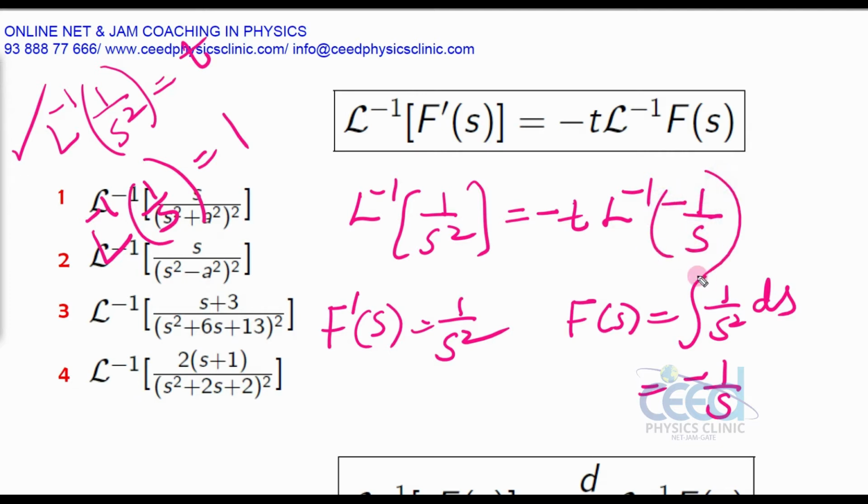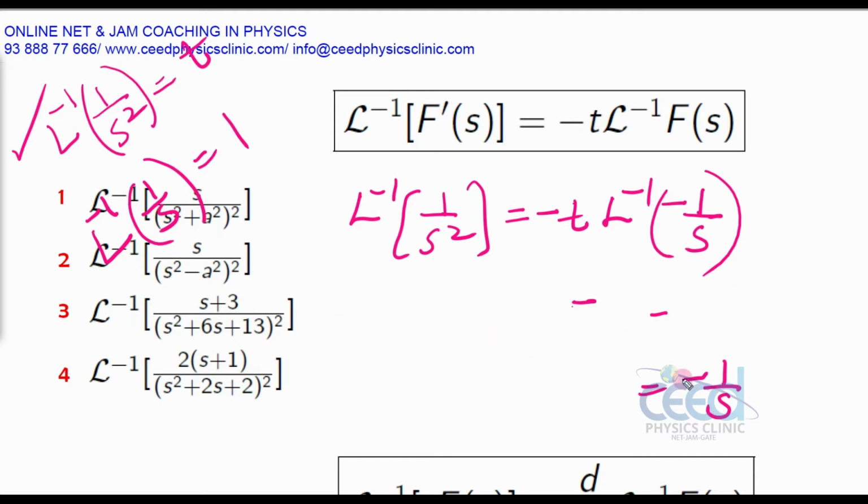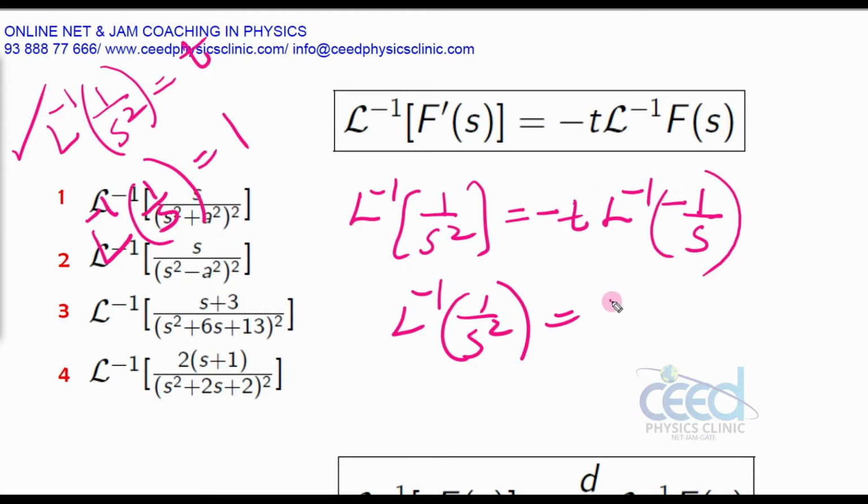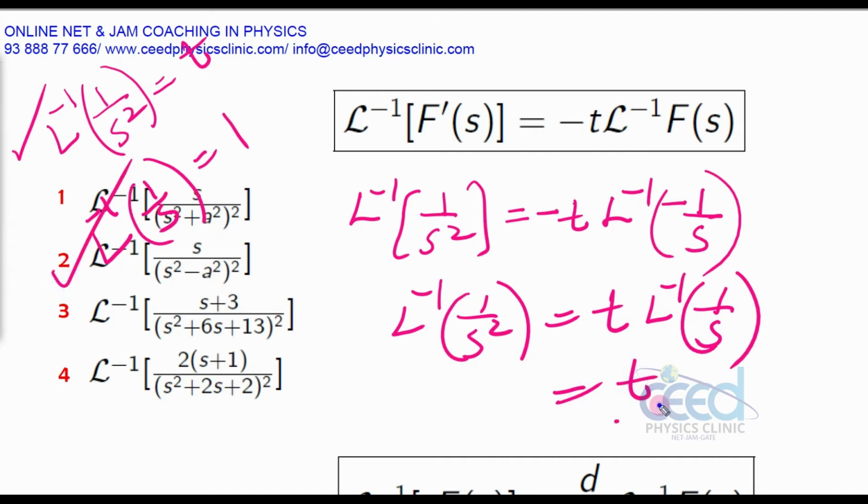Now let me expand this again. Laplace inverse of 1 by s square is equal to this: minus t into minus, that is plus, so t into Laplace inverse of 1 by s. What is Laplace inverse of 1 by s? That is equal to 1. So Laplace inverse of 1 by s square is equal to t. The same result we already know, which confirms this shifting theorem.